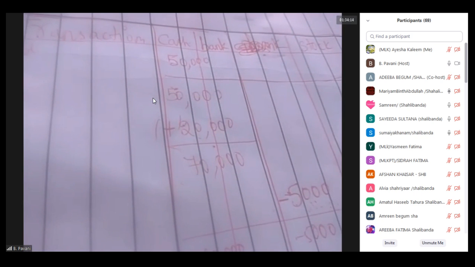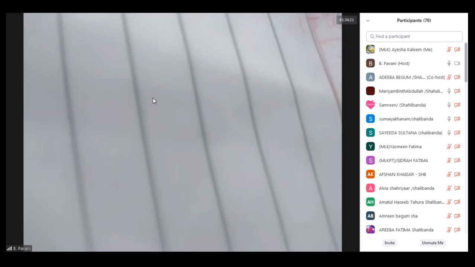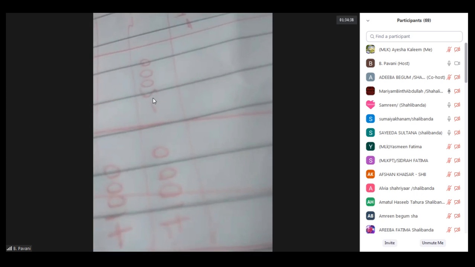Yes or no? So when the owner is withdrawing the goods from the business, goods are going, right? So here the stock is decreasing by 4,000. That's why under the stock account I have written it as minus 4,000. Any doubt? Here the owner is withdrawing the goods, so goods are decreasing by 4,000.